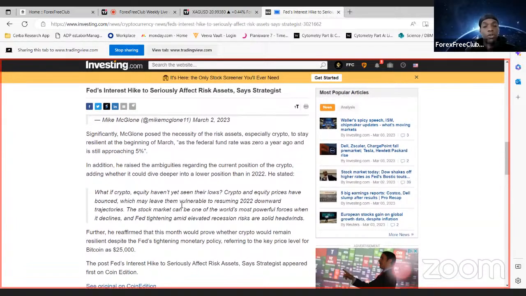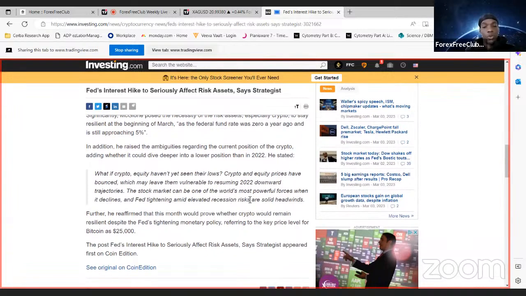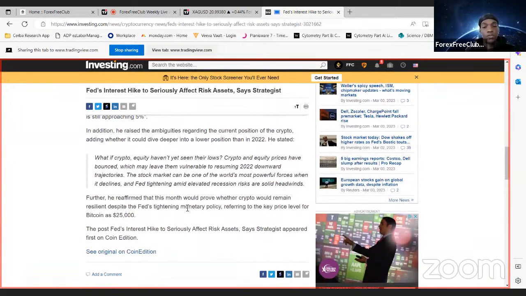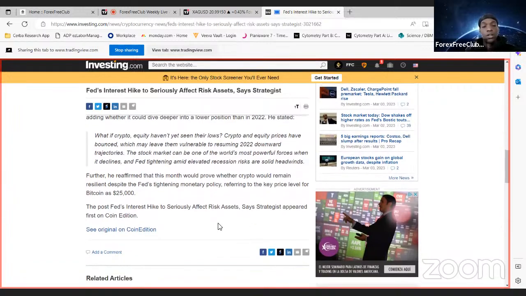He stated, "What if crypto equity haven't seen their lows? Crypto and equity prices have bounced, which may leave them vulnerable to resuming 2022 downward trajectories. The stock market can be one of the world's most powerful forces when it declines, and the Fed tightening amid elevated recession risks are solid headwinds." Further, he reaffirmed that this month would prove whether crypto would remain resilient despite the Fed's tightening monetary policy, referring to the key price levels for Bitcoin as 25,000. The post-Fed's interest hike to seriously affect risk assets, says strategist appeared first on Coin Edition.